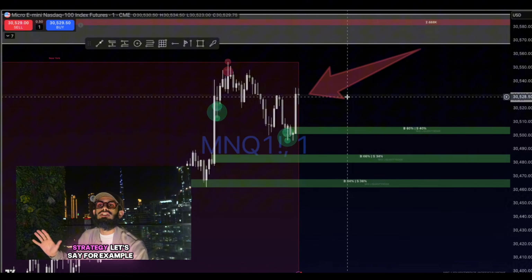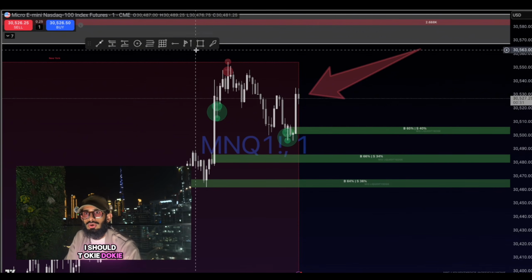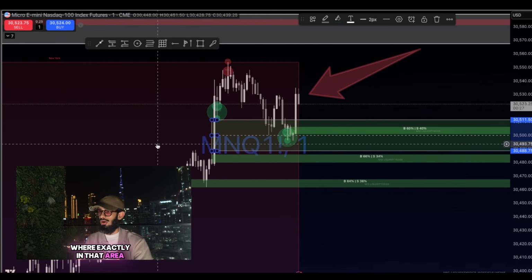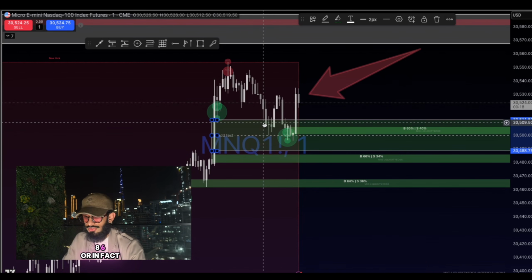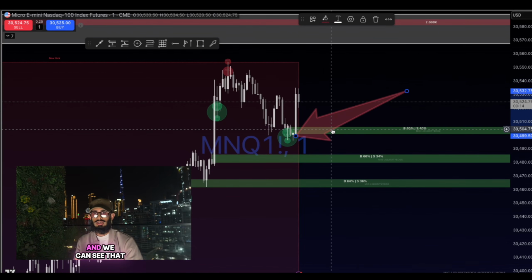Now, you could have any strategy. Let's say, for example, you traded it, okie doke, and we had a nice little block here. The question is, where exactly in that area are we expecting that retracement, expecting that trampoline effect? Initially, we could have anticipated it's here at 30,486, or in fact, we could have just waited for active buyers to step in. And we can see that there at 30,504.